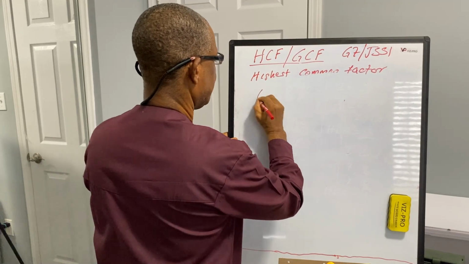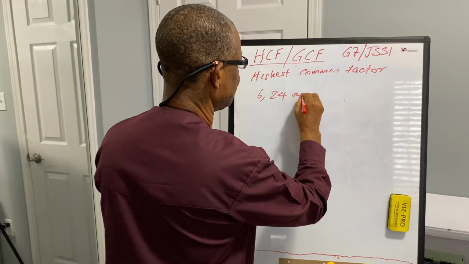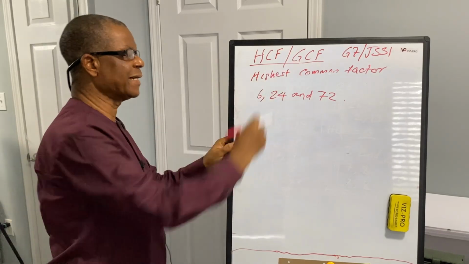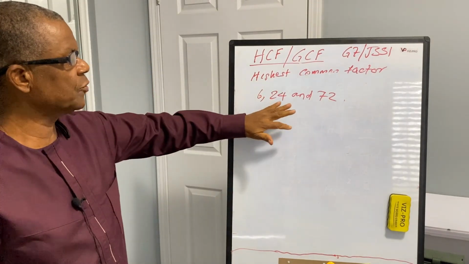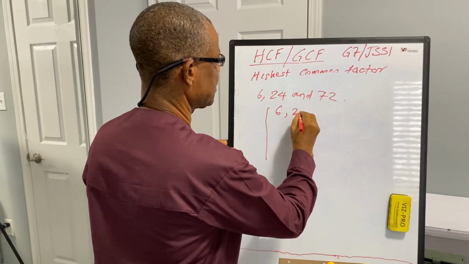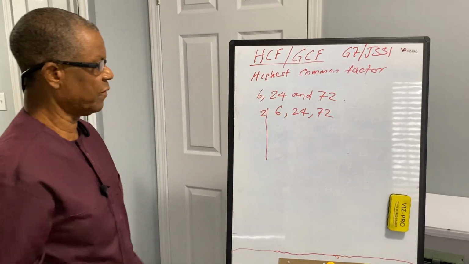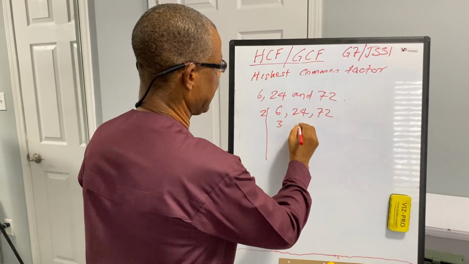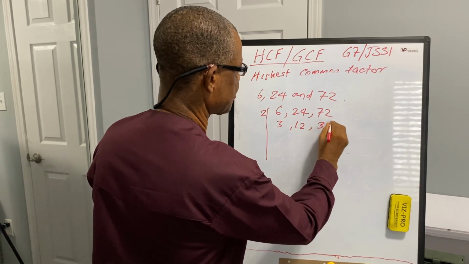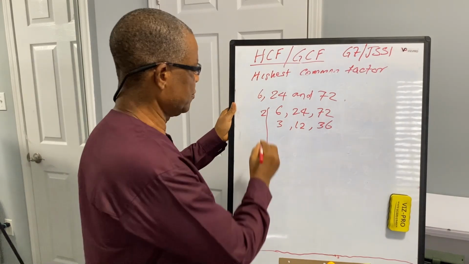6, 24 and 72. We are expected to find the greatest common factor of these three numbers. 6, 24, 72. 2 can divide each of them to give us 3, and here 12, and here 36. Something can still go. 3 can do that.